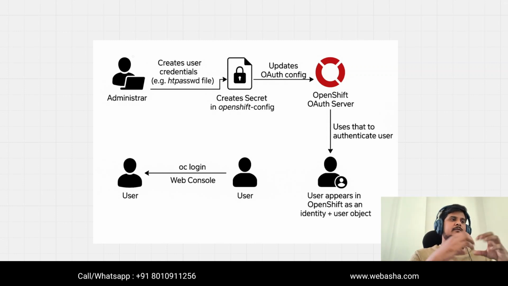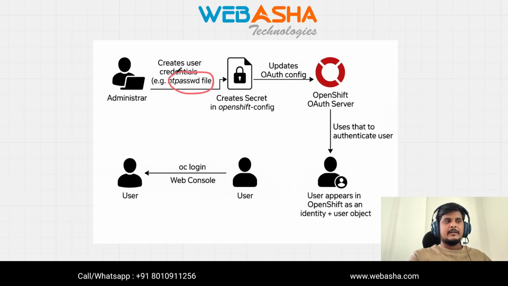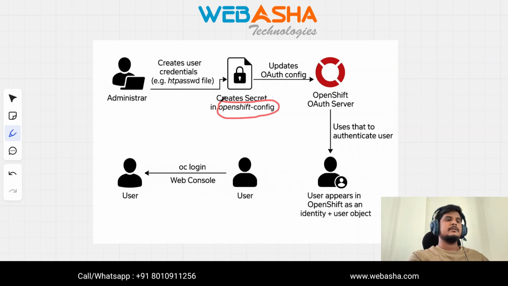So we simply log in with the admin user into the cluster, and that admin creates the htpasswd file for me. That file I am going to add into a secret. While creating the secret, it must be under the openshift-config namespace. I'll walk through why this is mandatory.